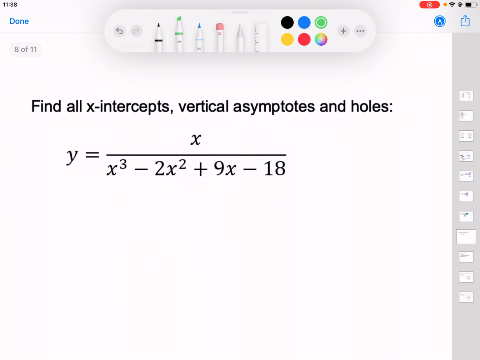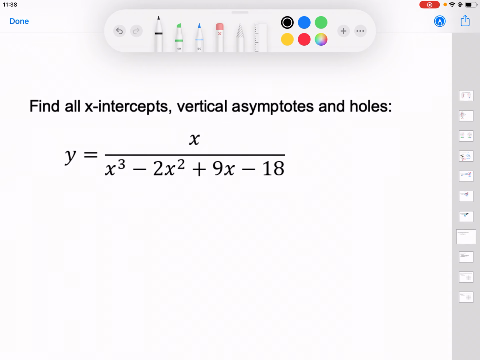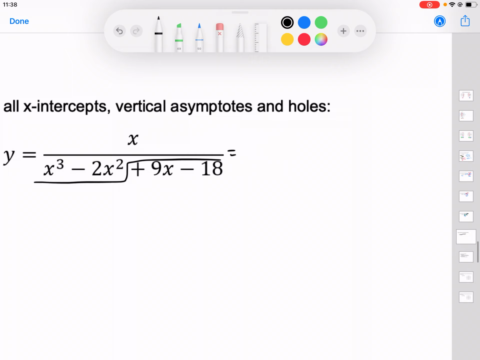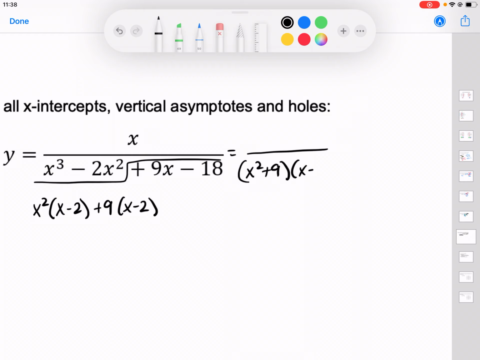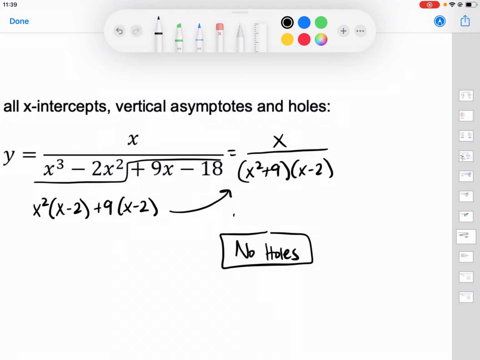And let's do one more of these. So factor first, 4 terms, do the lightning bolt method, and then factor out your greatest common factor. So we get x squared times x minus 2 plus 9 times x minus 2, which would factor to x squared plus 9 times x minus 2. And the numerator does not factor. x squared plus 9 looks like it should factor more, but since it's a plus sign, we can't go further, so there are no holes. So that's part of our answer.